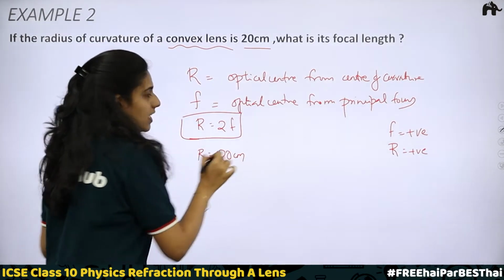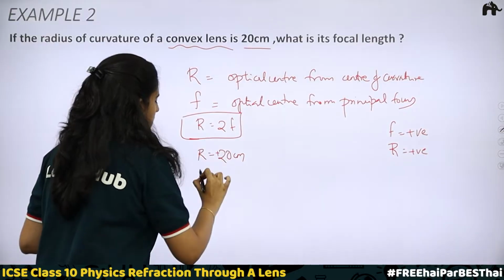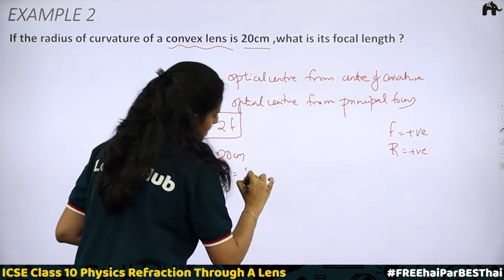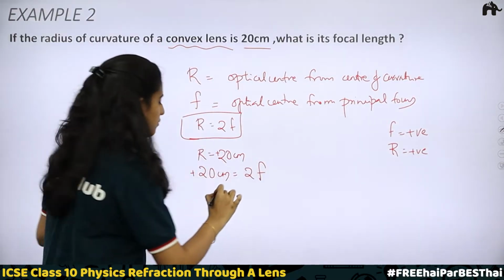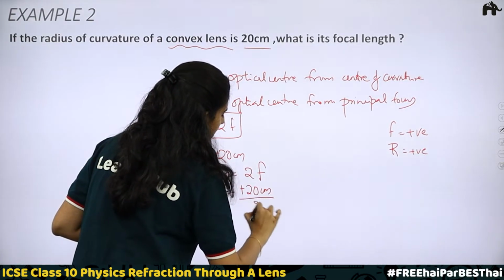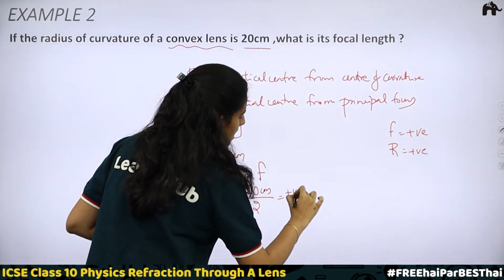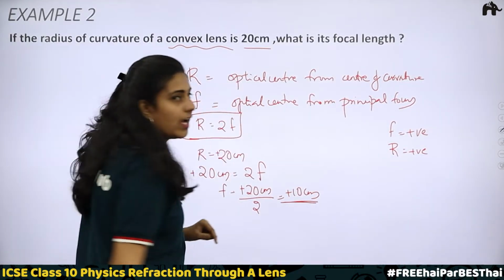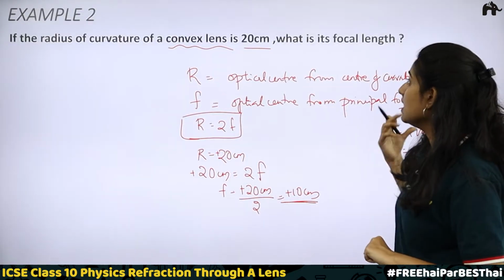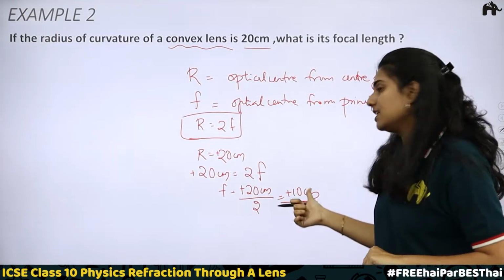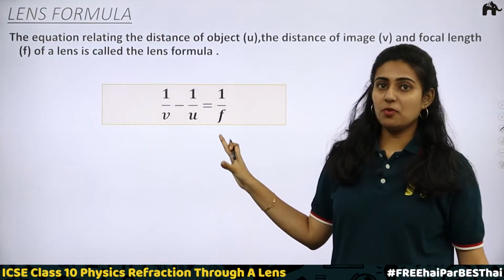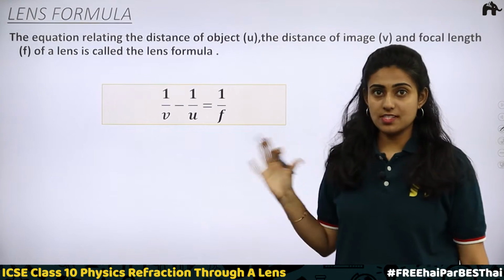R is equal to 20 centimeter, which means we can write positive 20 centimeter is 2 times focal length, and focal length will be equal to plus 20 centimeter divided by 2, and that is plus 10 centimeter. Therefore, the required focal length of the given convex lens whose radius of curvature is 20 centimeter is plus 10 centimeters. Clear?